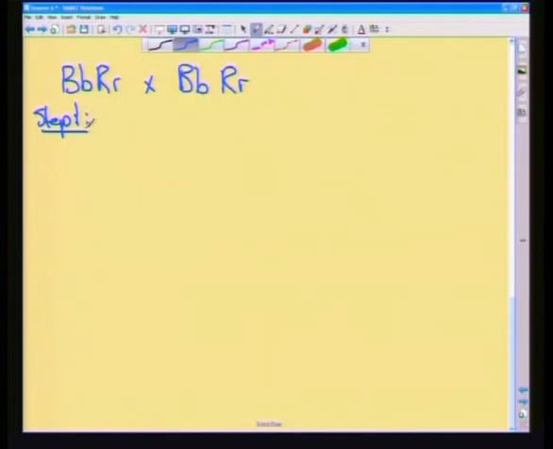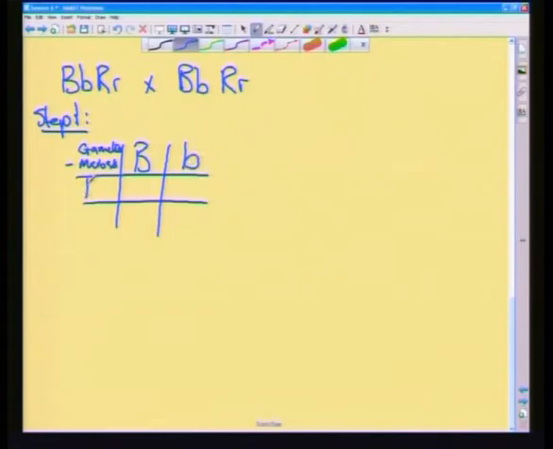We're going to say, what are the gene combinations? So our gene combination for the first parent, I'm just going to put your gametes, and they're going to undergo meiosis. And what do we end up with? Capital B, small b, capital R, small r. Now remember, they are identical, so therefore this Punnett square will suffice for both of the parents.